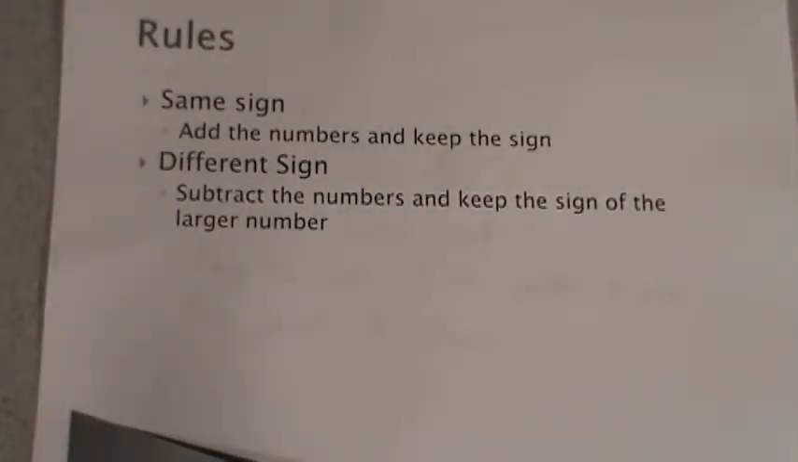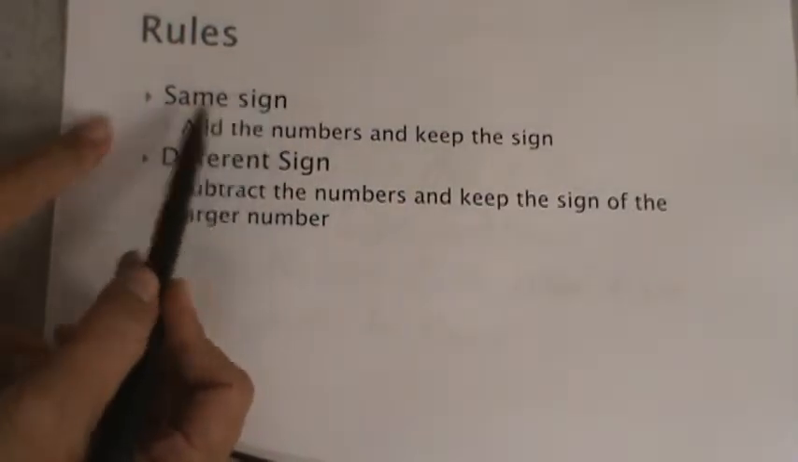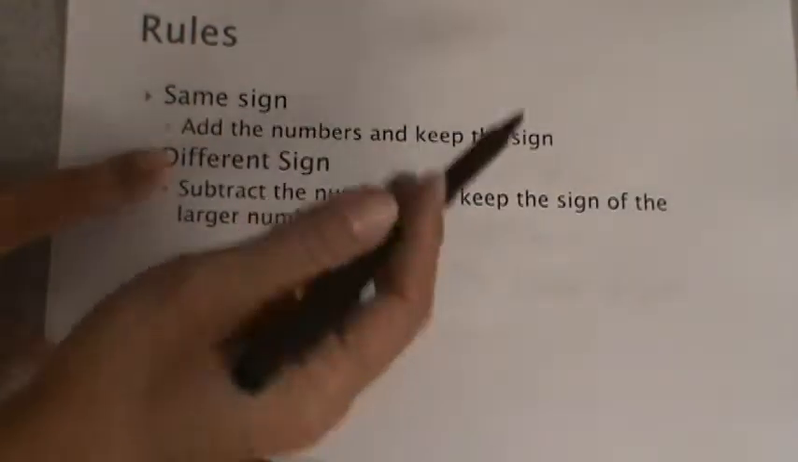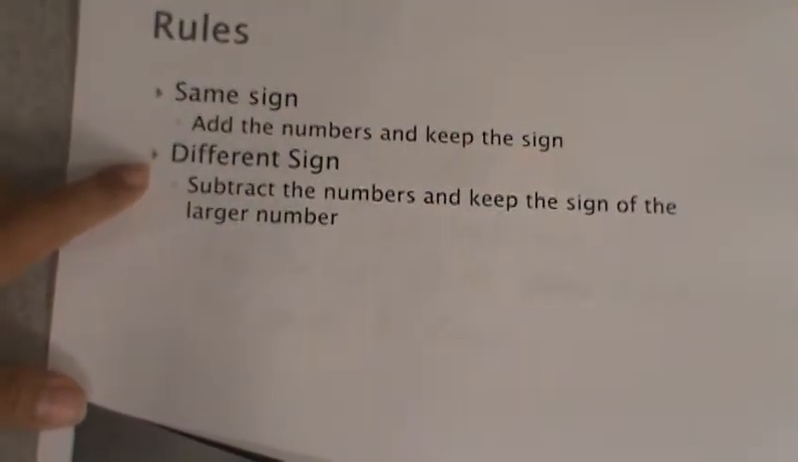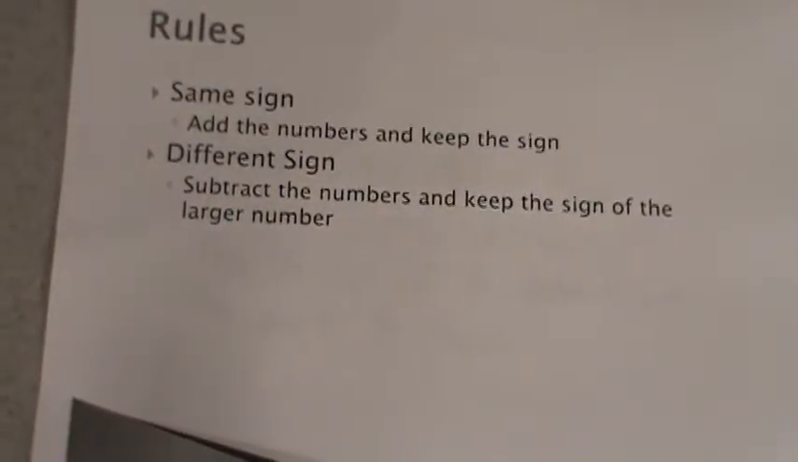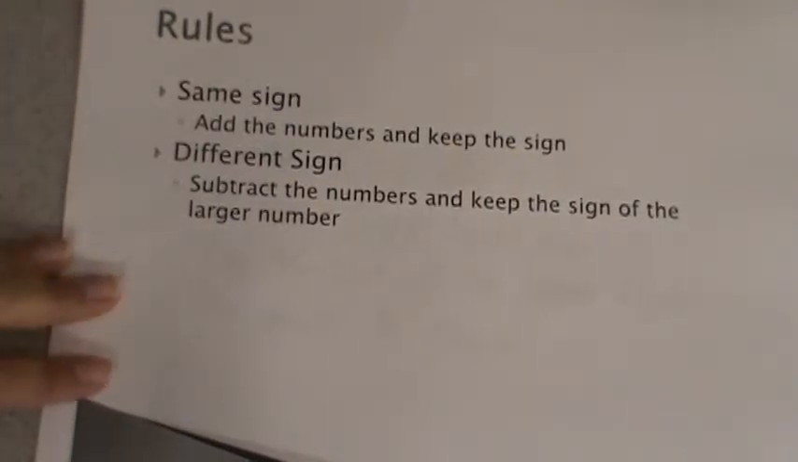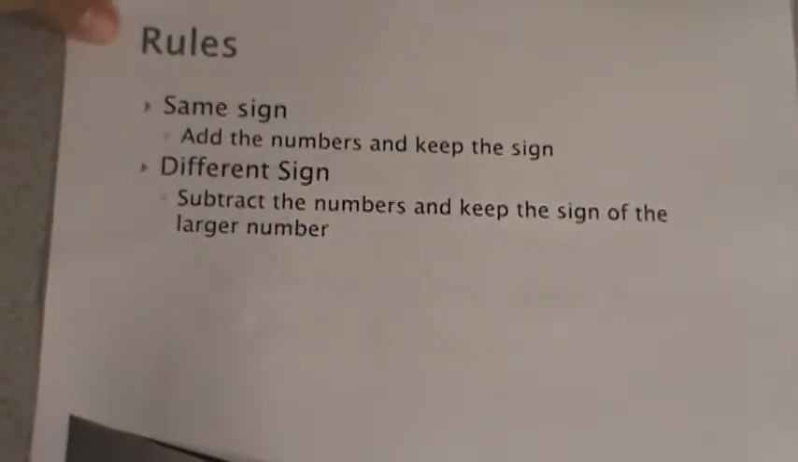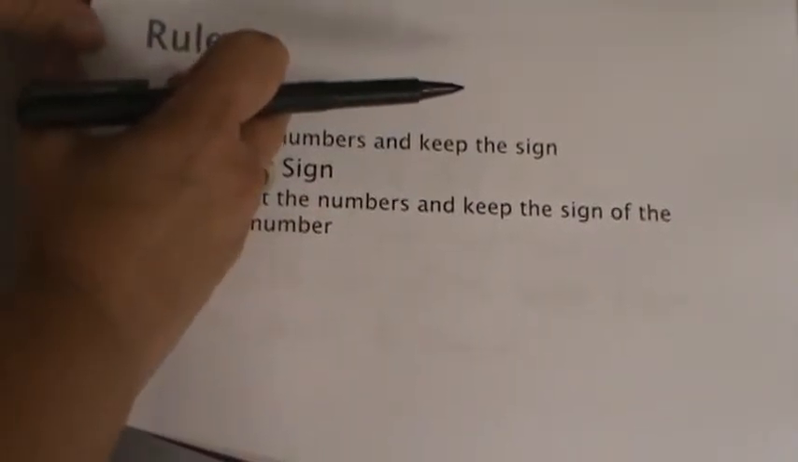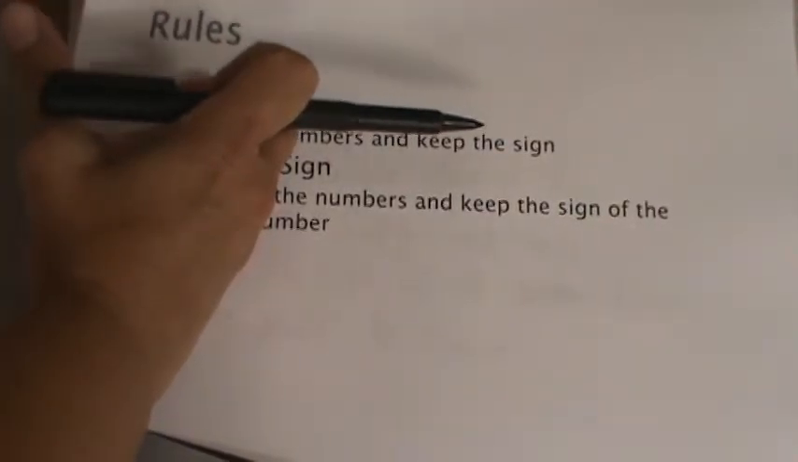Another is the rules. If both of your numbers have the same sign, you add the numbers and keep the sign. If they have a different sign, so one of them's positive and one's negative, you subtract the numbers and keep the sign of the larger number. Now, I have a cute little way to help you remember these rules. And trust me, it will stick in your head and you'll remember it forever.